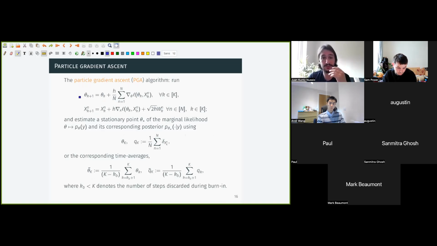And basically we just run these recursions for enough time, capital K amount of steps. Then we use the parameter estimates we have at the end of that run as an approximation of a stationary point of the marginal likelihood, and the empirical distribution of the particle cloud at the end of the run as an approximation to the corresponding posterior. Or you can average these over time after discarding some steps for burn-in, the same sort of thing as in MCMC.